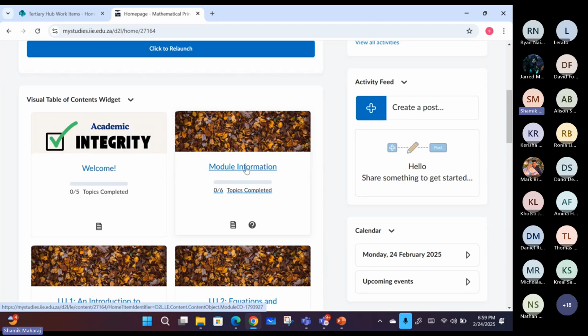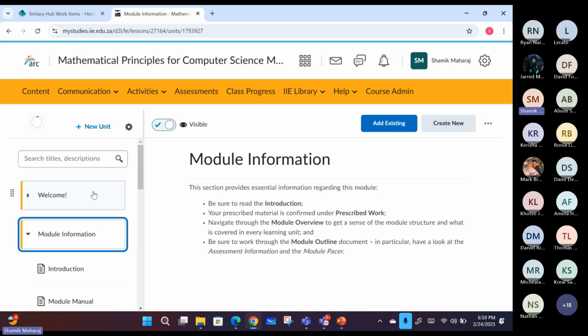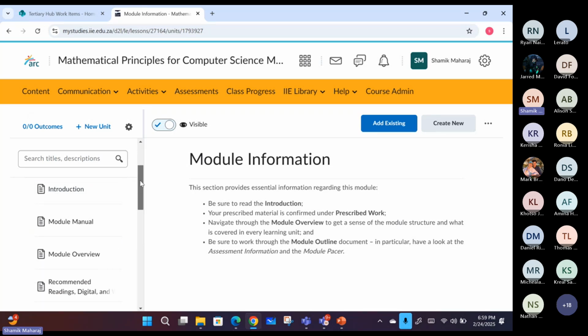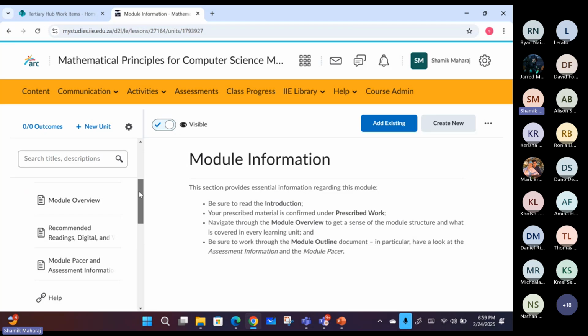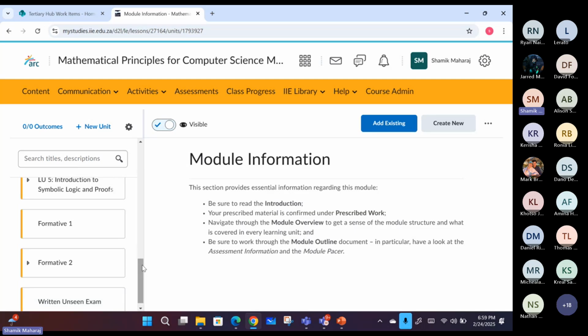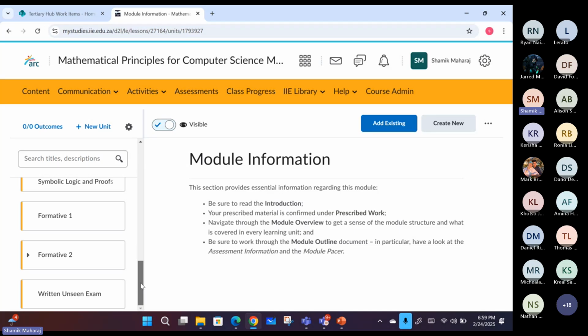So I'll just click on the module information. Once I click on that, everything on the left becomes summarized in a nice little thing. So I go right to the bottom and, okay, for this one it's not created yet, but here where you see a written unseen exam, there will be this extra thing here that says lecture slides. You click on that, everything should be inside there. It's not here yet because I haven't lectured group 1 yet in person, but it will be there for you guys.